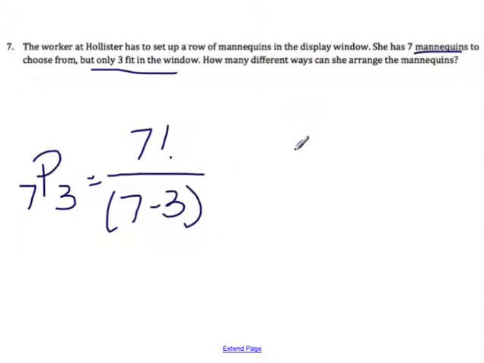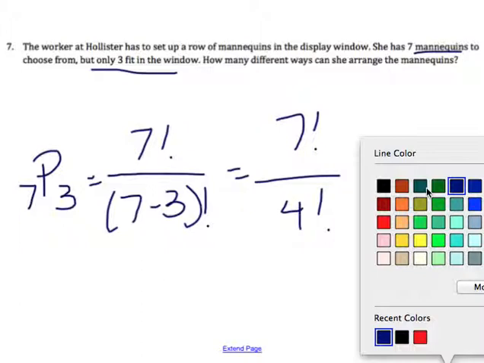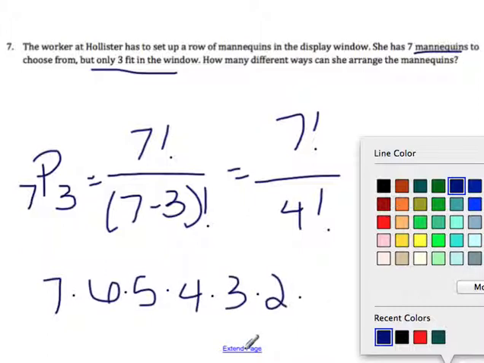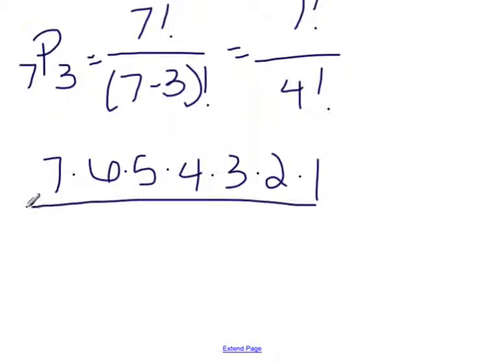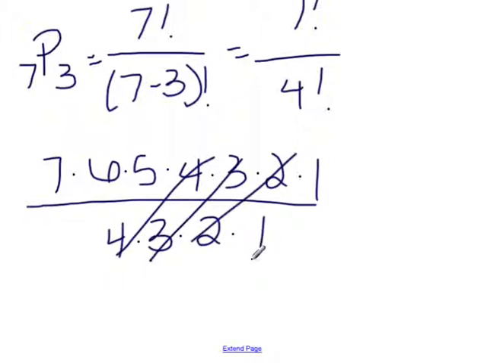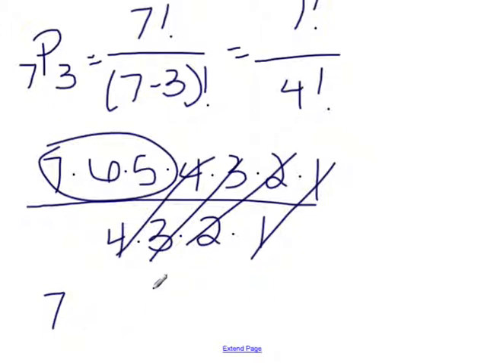So let's go ahead and take a look. So we have 7 factorial divided by 4 factorial. Now I'm going to write that out so I can cross off what I need to. So then I'm going to have 7 factorial, which is 7 times 6 times 5 times 4 times 3 times 2 times 1. And then on the bottom, I'm going to have 4 factorial, which is 4 times 3 times 2 times 1. So then I'm going to cross off what's left over. So cross off the 4, the 3, the 2, and the 1. And then left up top is 7 times 6 times 5. So 7 times 6 times 5.